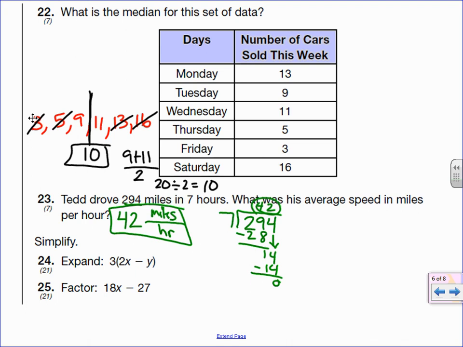So expand means use the distributive property. So I'm going to take the 3 and multiply it by the 2x, and then keep the sign in between them, and then take the 3 and multiply it by the y. So I can do 3 times 2 is 6, 6x minus 3y.